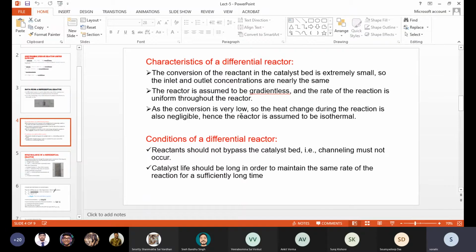As the conversion is very low, the heat change during the reaction is also negligible. All reactions are associated with some heat change, but as here we consider the conversion very low, and the difference in the concentrations of the inlet reactant to the outlet reactant is very little, the heat change associated with the reaction is also very low, which we can neglect. Hence, the reactor is assumed to be isothermal. These are the assumptions for a differential reactor.